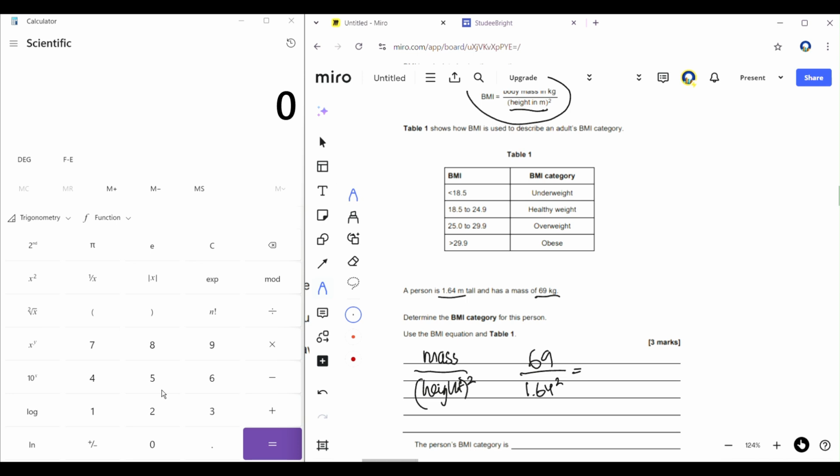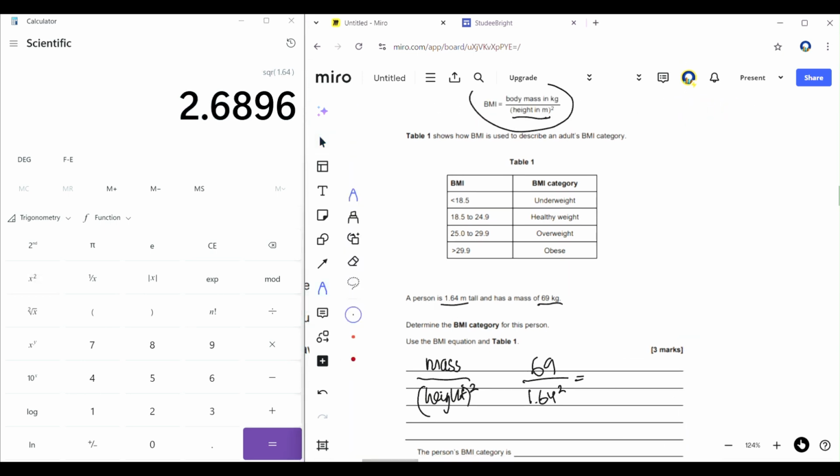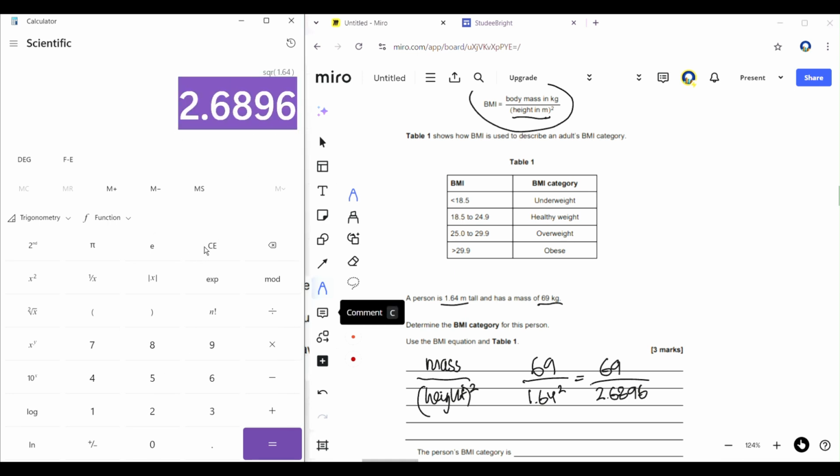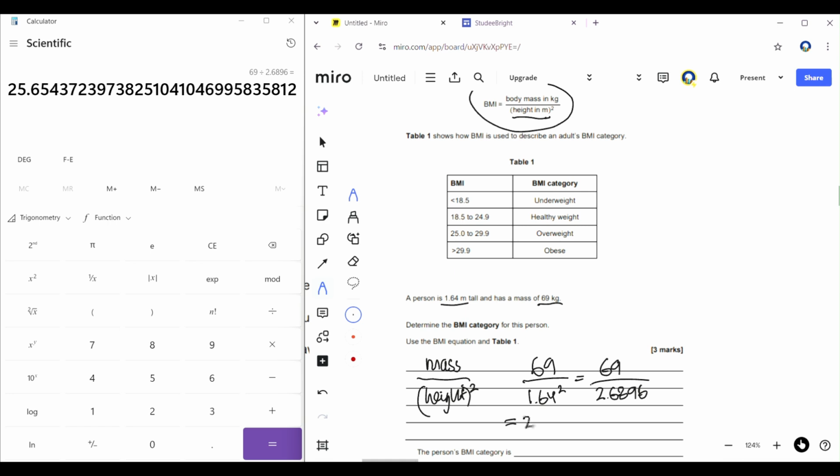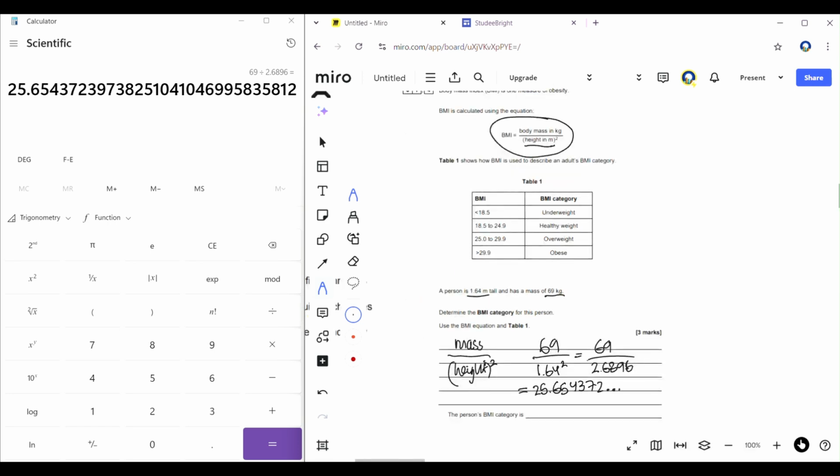Okay, so I will just do 1.64 and I will square it. I've got a scientific calculator on here, so I will square that, and that is 2.6896. Okay, and then I've got body mass in kg, which is 69. So I will do 69 over this number here. Right, so let's do that. 69 divided by 2.6896, and that is a very long number right there, but I will just write a few of the numbers: 25.654372, and then I'll just write dots, because that number is very long.